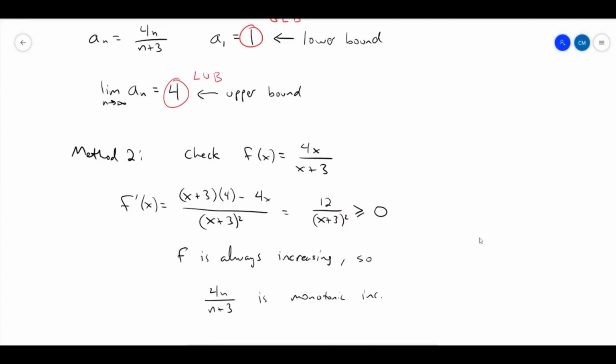Okay, that's the other method. If you want to use the derivative, that's perfectly fine as a way to tell if it's monotonic or not. Oh, I guess I forgot to do one example. Let's go back and do example 5. All right, so let's look at number 5.